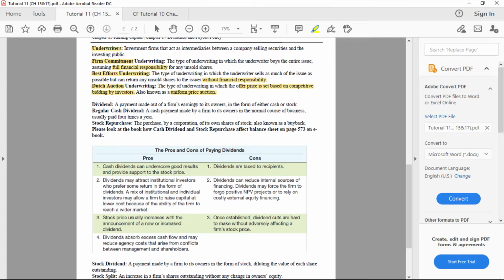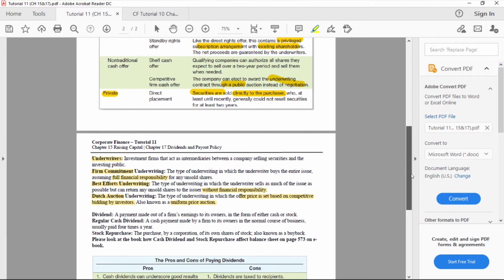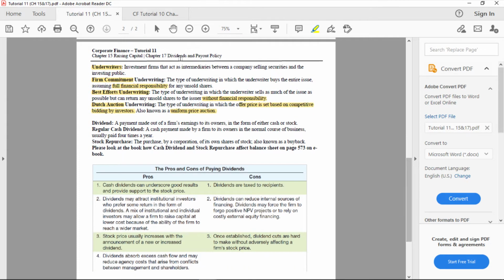So that's a brief explanation about chapter 15. Exactly, it is only a brief overview, and I'm going to explain a bit about chapter 17, which covers the topics of dividends and payout policy. So what is dividend? Dividend basically is a payment made out of the firm's earnings to its owners, either in the form of cash or stock. And there are two types of dividend.